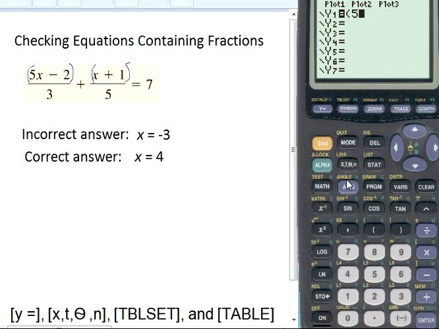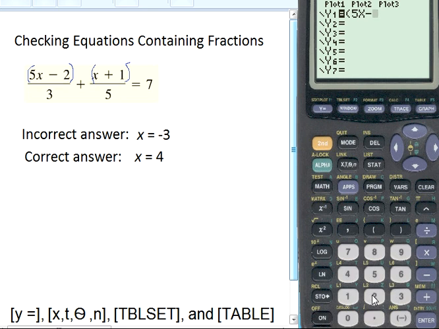Parentheses 5x. Remember, the x key is next to the alpha key, and it looks like X,T,theta,n. It's the special shortcut key for x. And we'll always be using x. If there's another variable in the equation, use x as the one for checking.